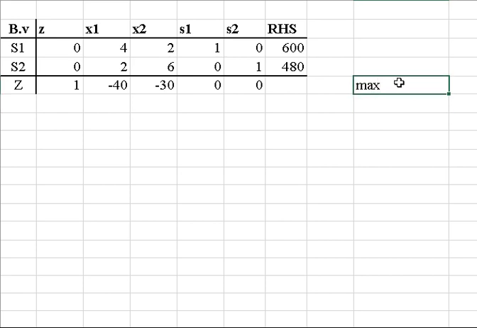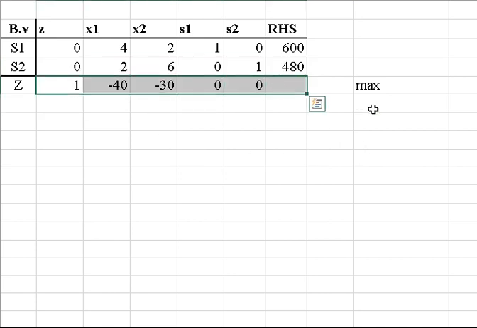If it is a minimization problem, dapat lahat ito ay negative. Pag maximization, dapat lahat siya ay positive. Pag minimization, dapat lahat ng ito ay negative, maliban sa z.